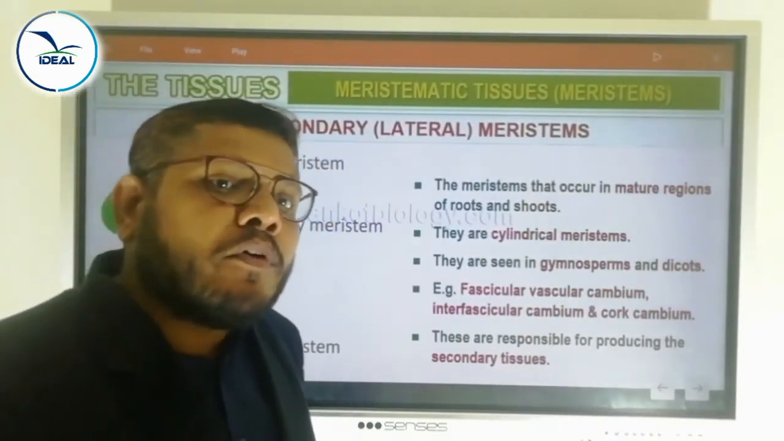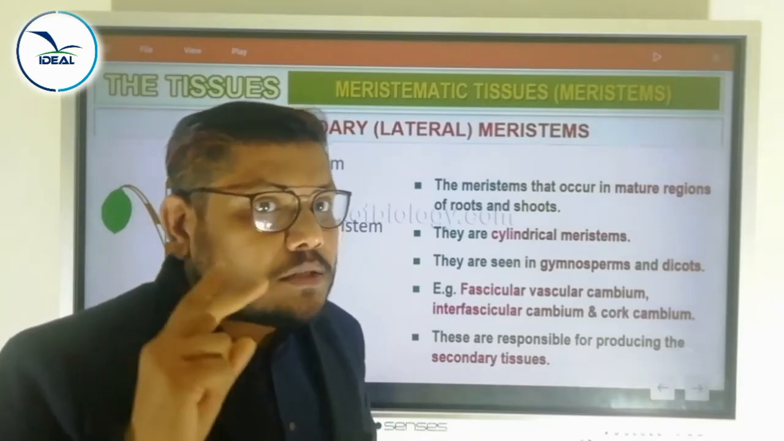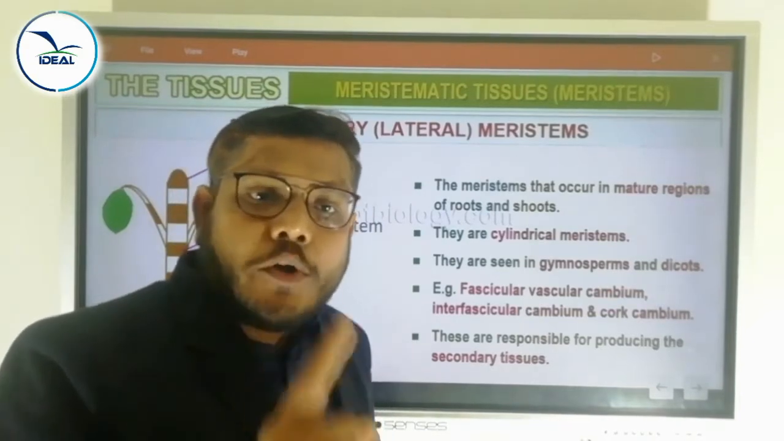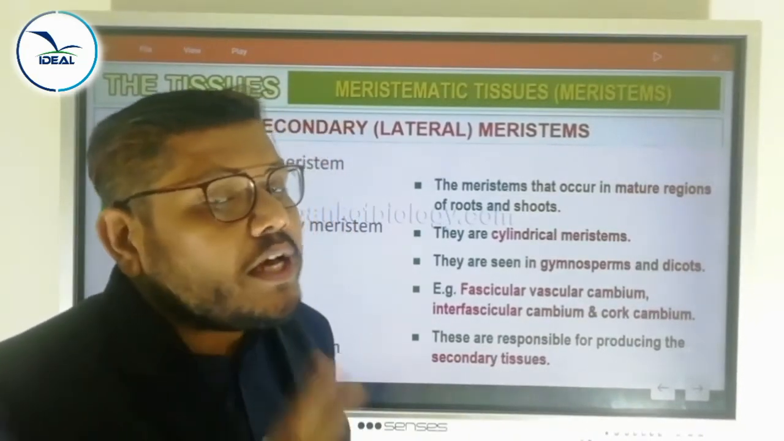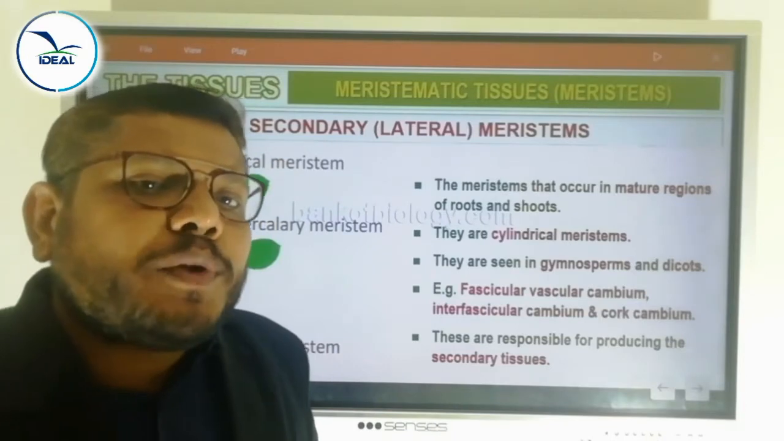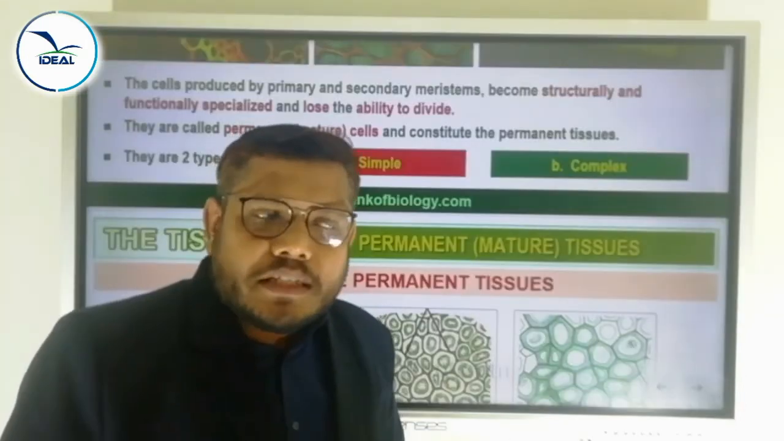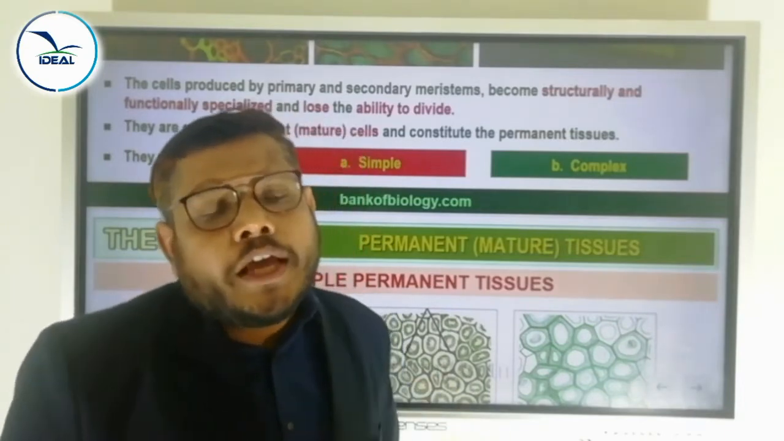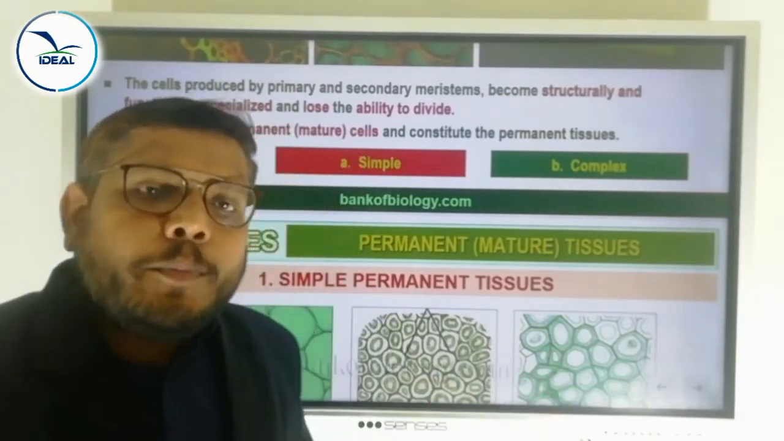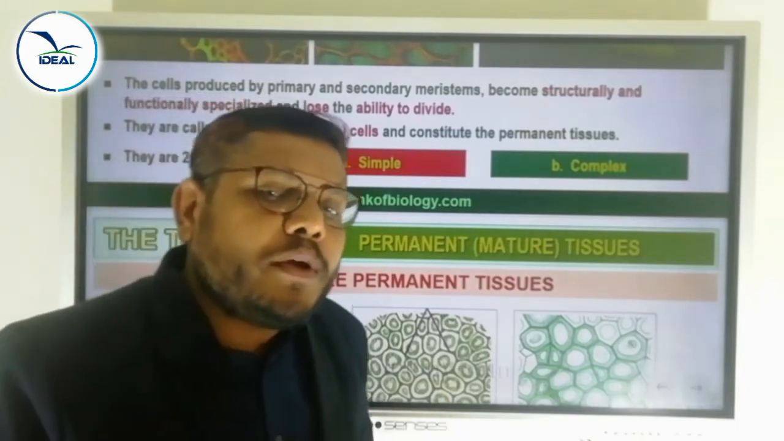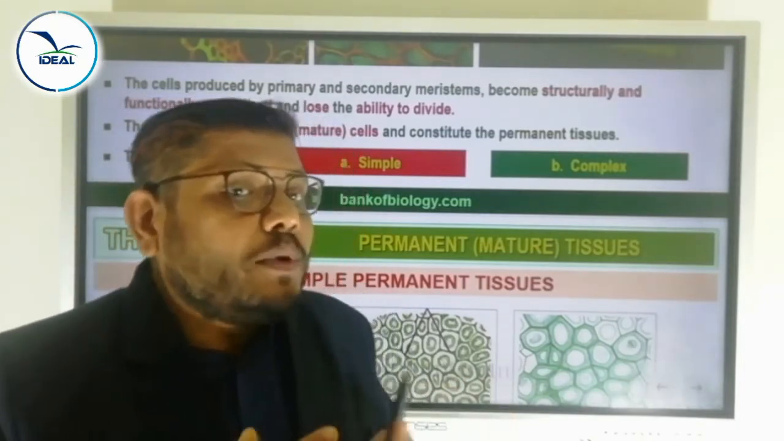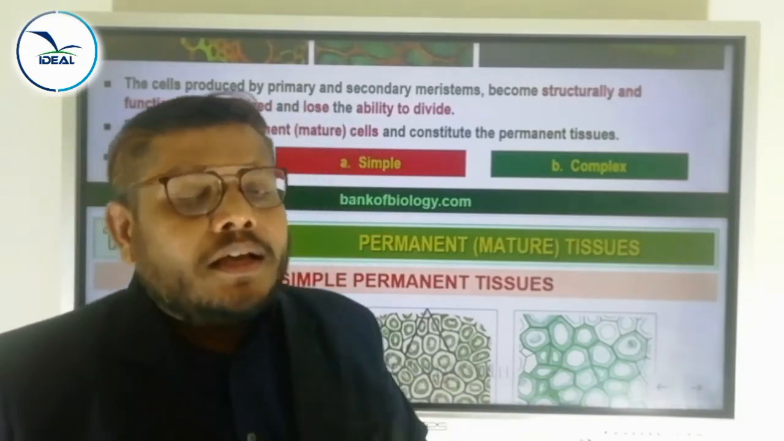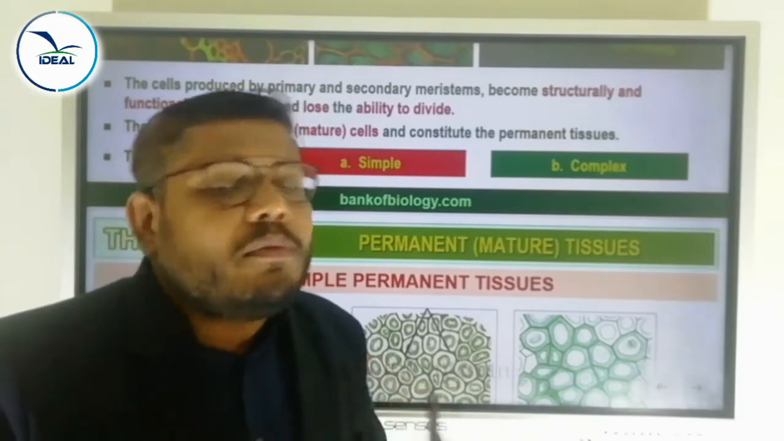Next one, classification based on origin. Based on origin, there are two types of meristem: one is called primary meristem, another one is called secondary meristem. What is primary meristem? Primary meristem means the meristem which originates from the embryonic meristem. They appear early in life and contribute to the formation of the plant body. Examples, apical meristem and intercalary meristem are called primary meristem.